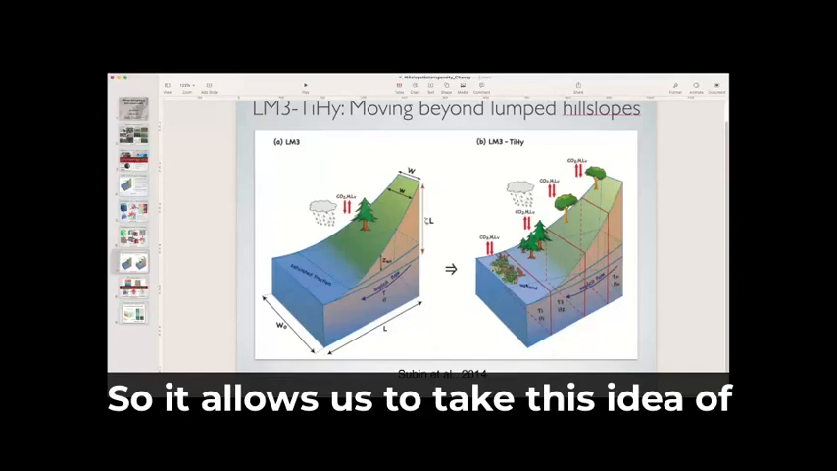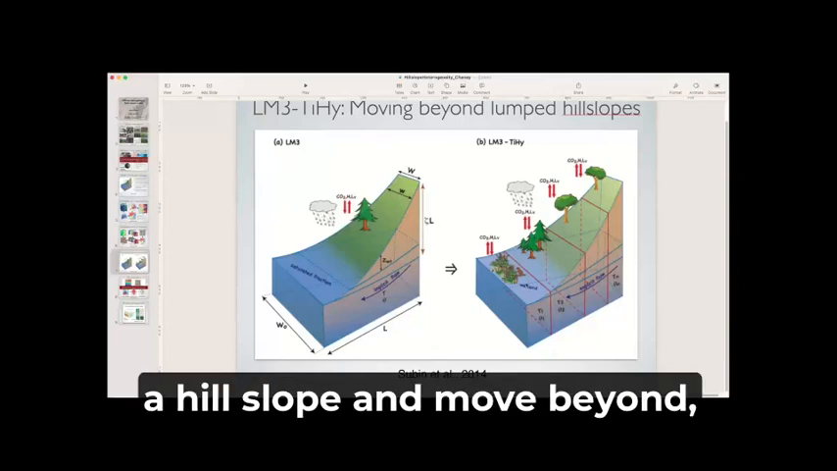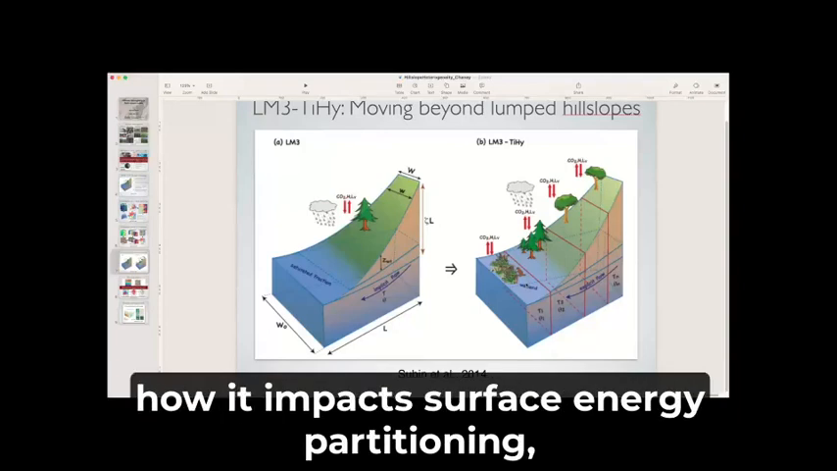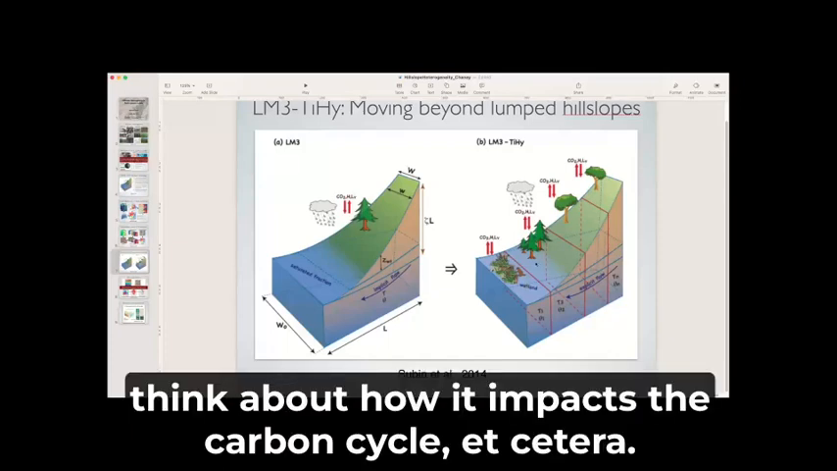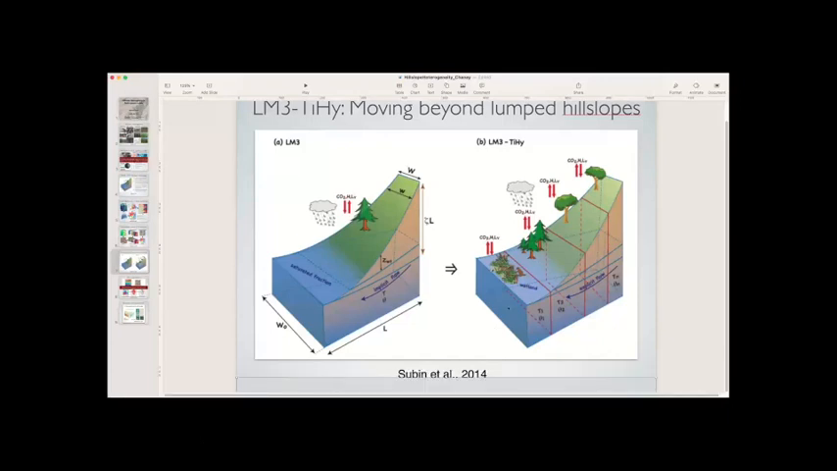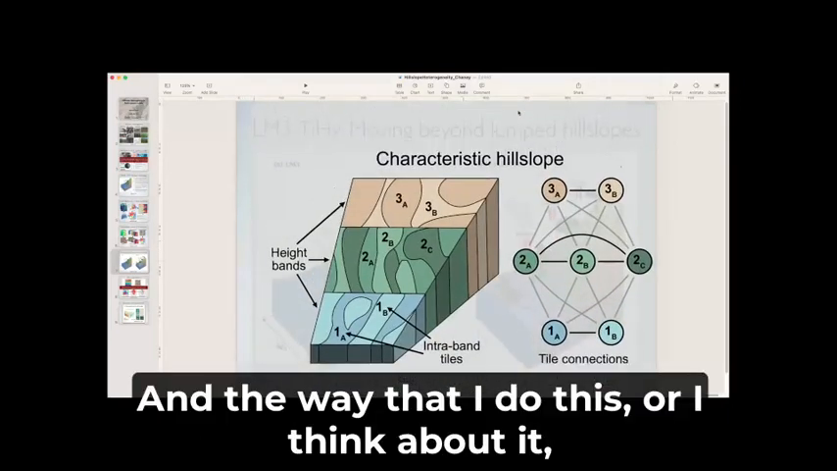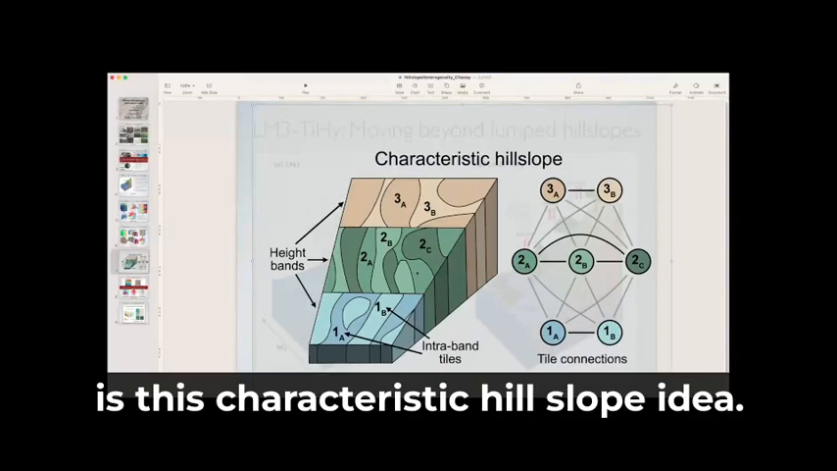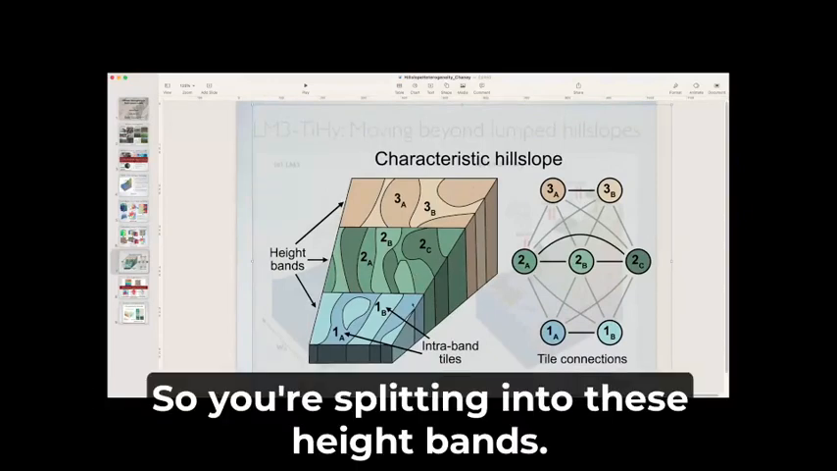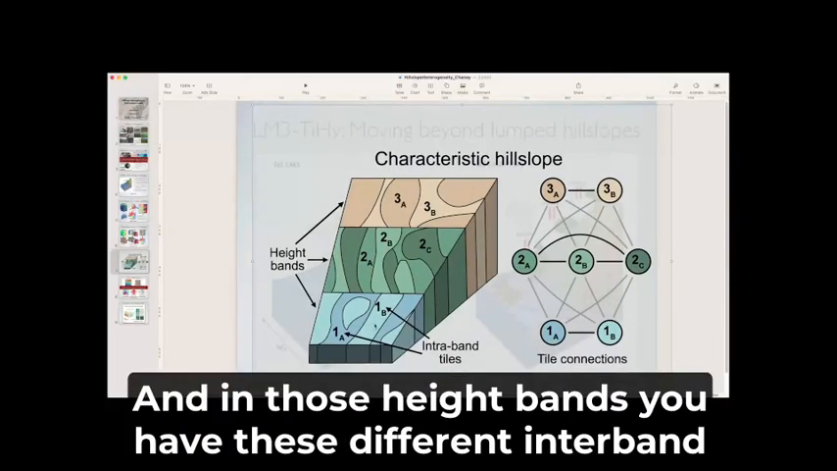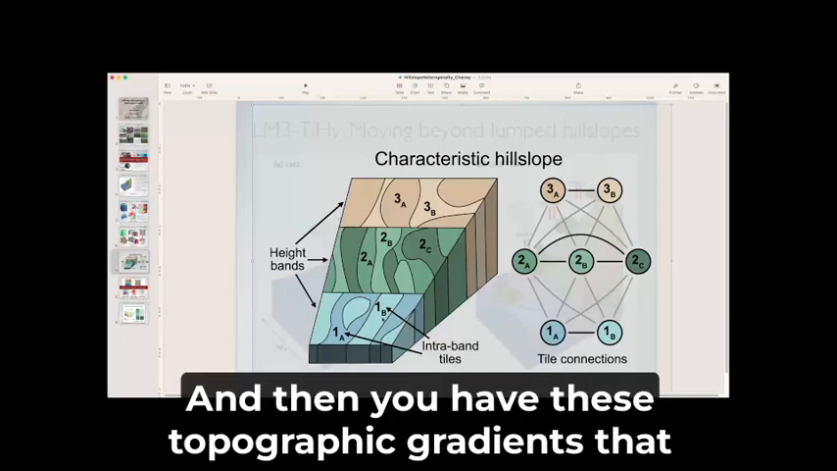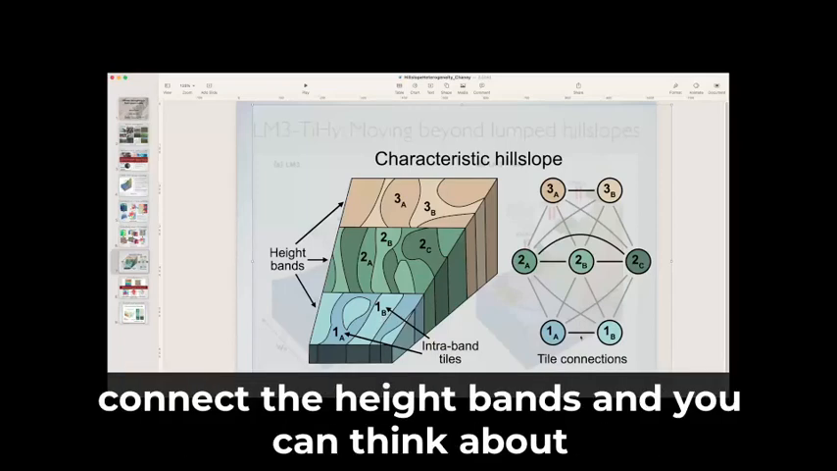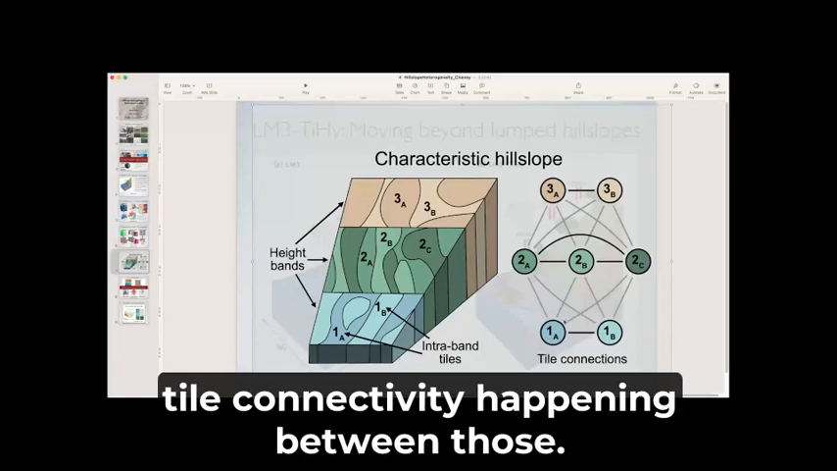So it allows us to take this idea of a hill slope and move beyond just simply runoff generation and think about how it impacts surface energy partitioning, think about how it impacts the carbon cycle, etc. And the way that I think about this is this characteristic hill slope idea. So you're splitting into these height bands. And in those height bands, you have these different interband tiles, which account for land cover and soil heterogeneity. And then you have these topographic gradients that connect the height bands, and you can think about tile connectivity happening between those.